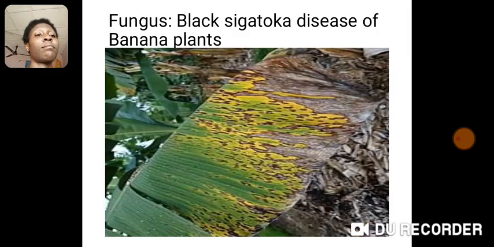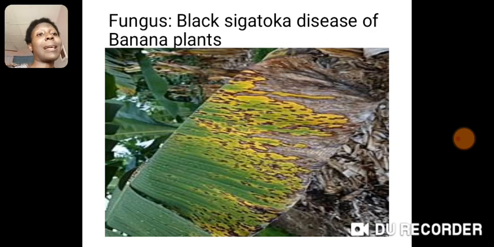So this one is also caused by a fungus. A fungus is the causal agent of this black sigatoka, which affects banana plants, particularly the leaves. Now you can see the leaves. Most of us are familiar with these kinds of leaves in our banana plantations, even plantain plantations. We have seen the leaves appearing like this.